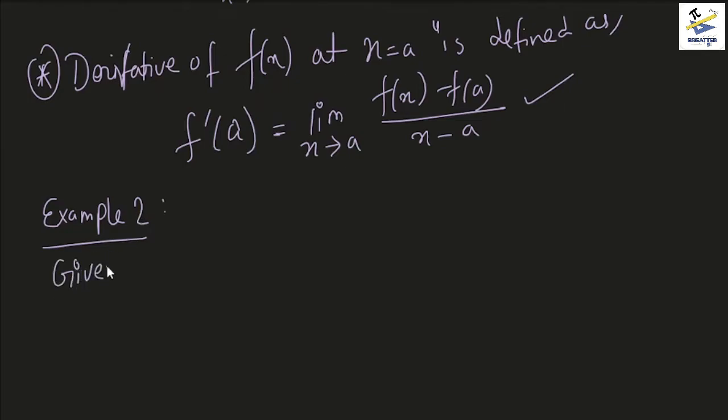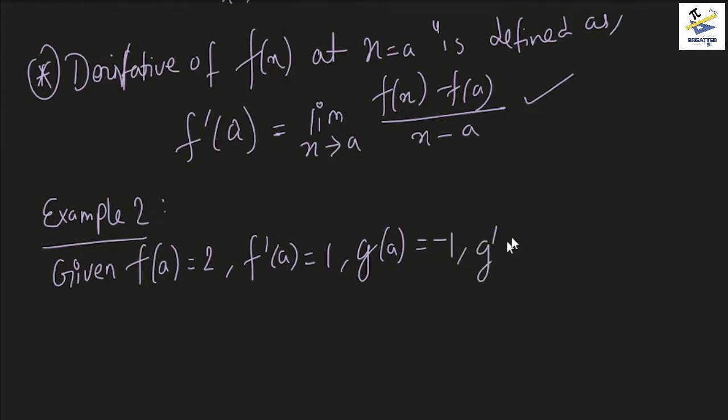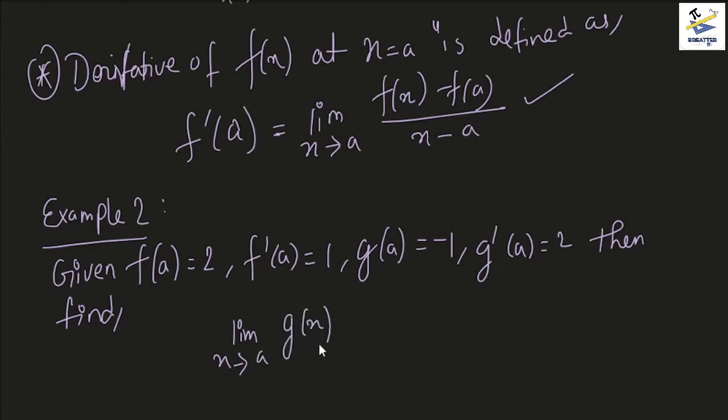Given f(a) equals 2, f'(a) equals 1, g(a) equals minus 1, g'(a) equals 2, find the limit as x tends to a of (g(x) times f(a) minus g(a) times f(x)) divided by (x minus a).